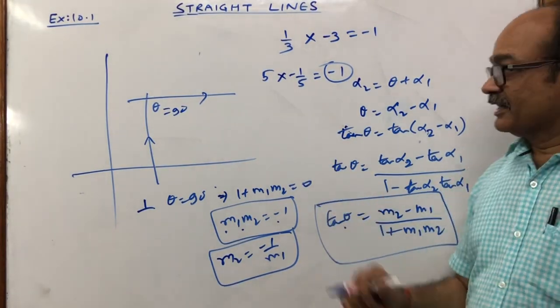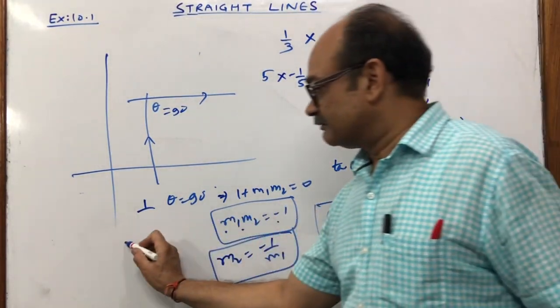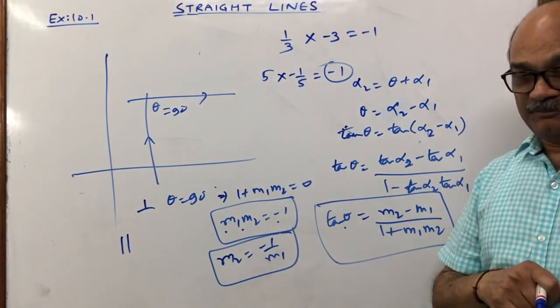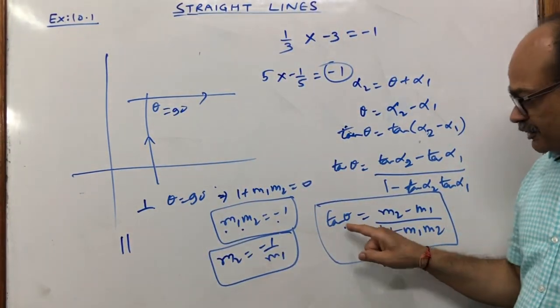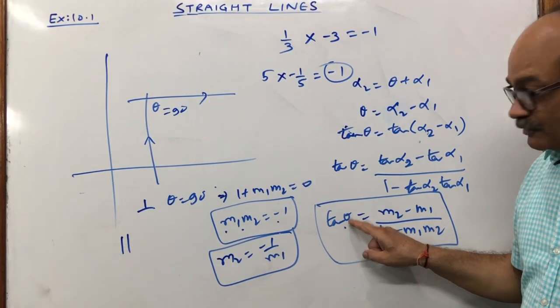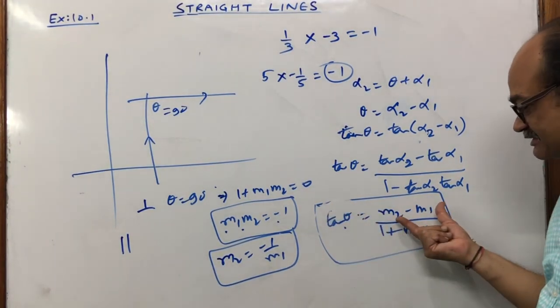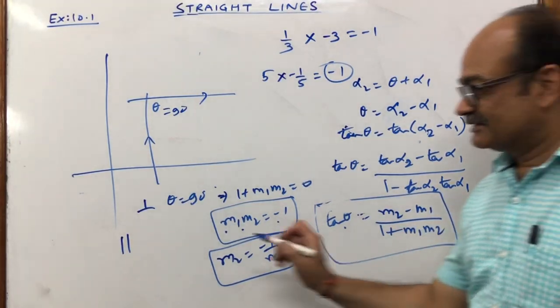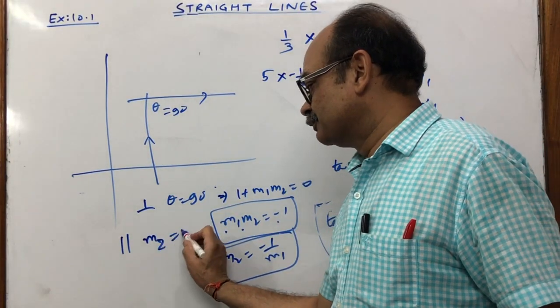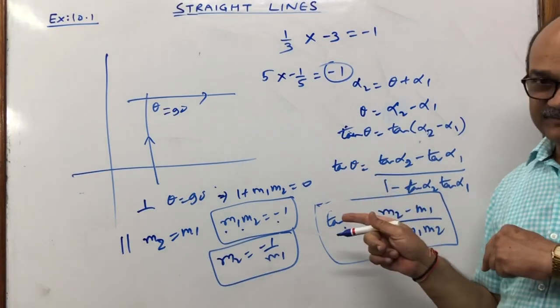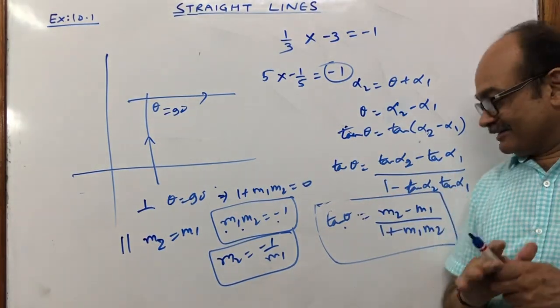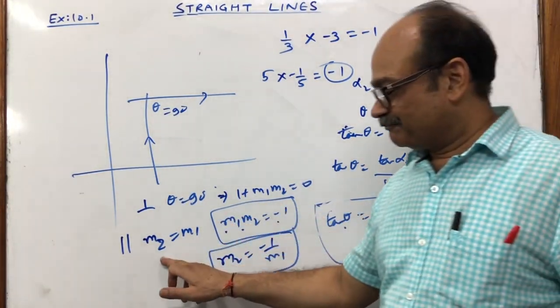Clear? If two lines are parallel, which we have completed just now, the angle between them is 0 or 180 degrees. What is 0? Tan theta, left hand side, is 0. It means the right hand side must be 0. Hence m2 equals m1. It comes to the same thing: if two lines are parallel, the slopes are the same.